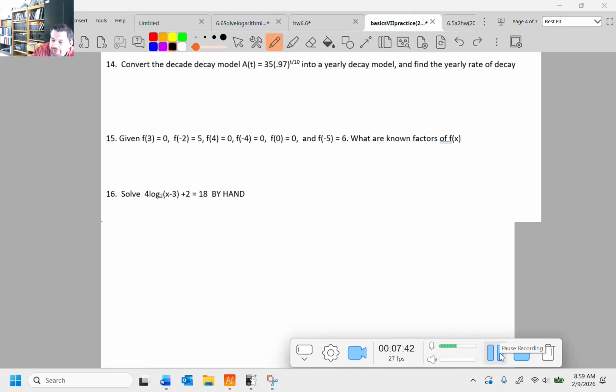Ooh, a logarithm, number 16. Solve this bad boy by hand. What you're going to do is isolate the log and then exponentiate.